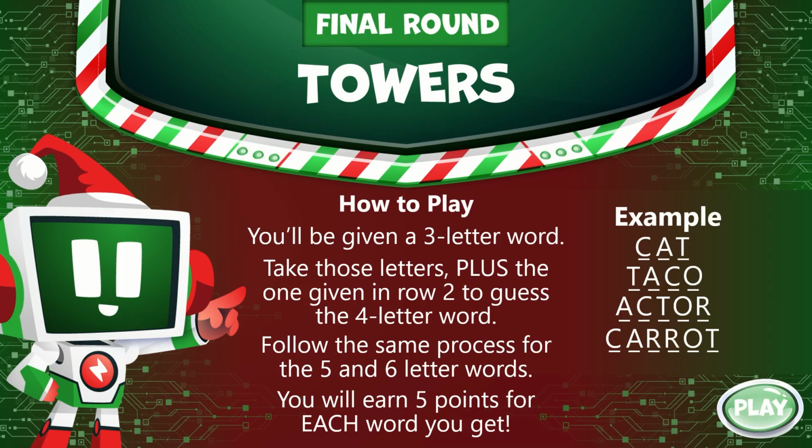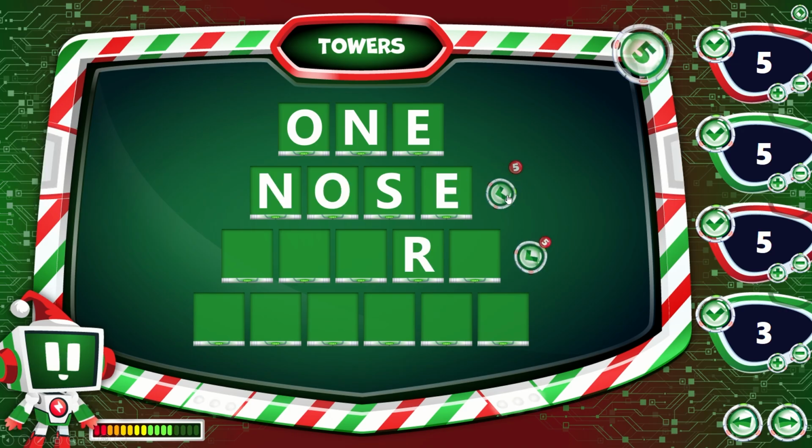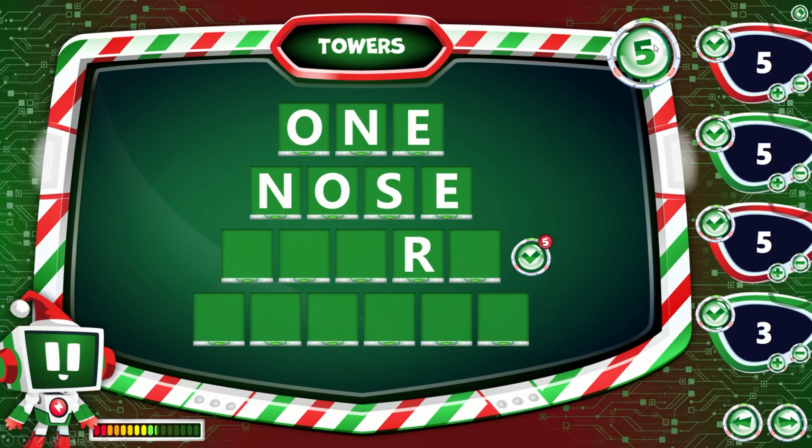For the final round, each player will have 1 chance to complete the tower. The player will be given a 3-letter word. They will take those letters plus the one given in row 2 to guess the 4-letter word. So in this example, the first word is eon, and there is an S as the 3rd letter in the 4-letter word. So by rearranging the letters from the first word, the answer is nose. If the player guesses correctly, you as the host will click the correct button and a letter for the 5-letter word will appear. You will also see the player has earned 5 points.